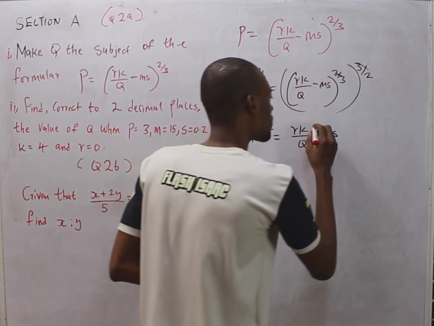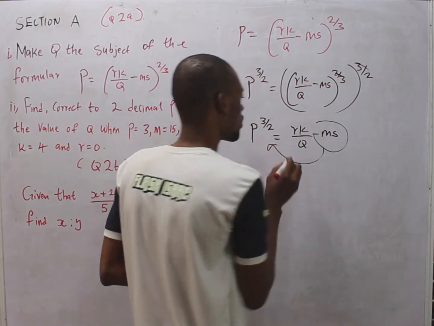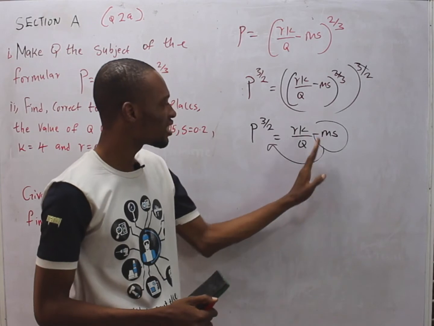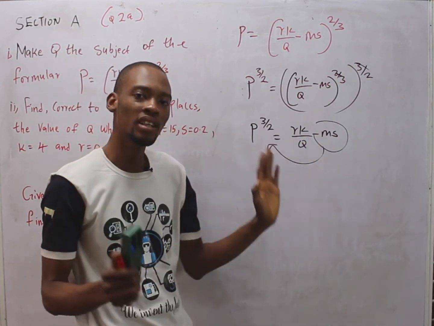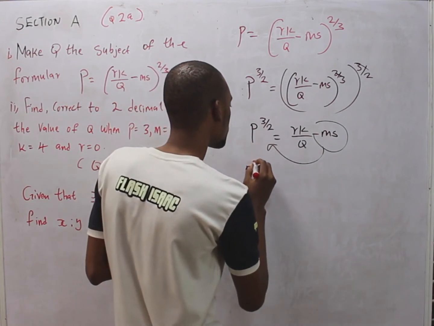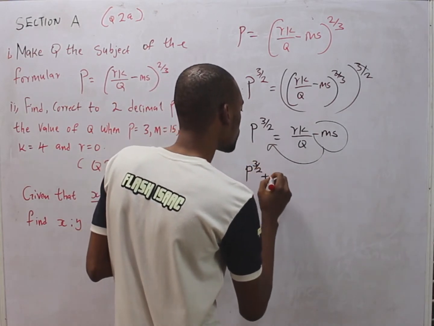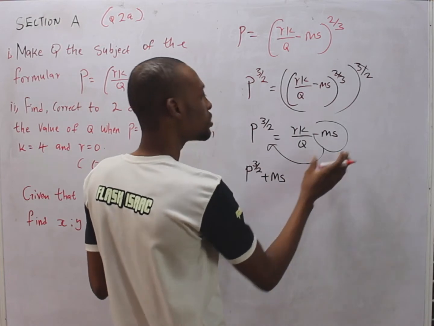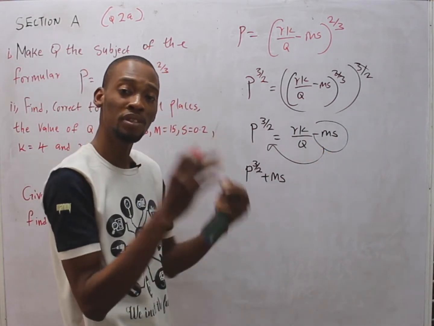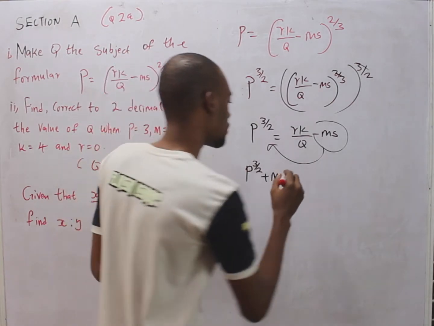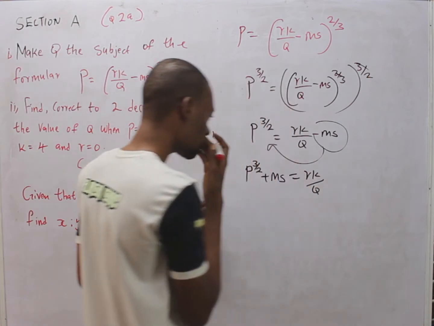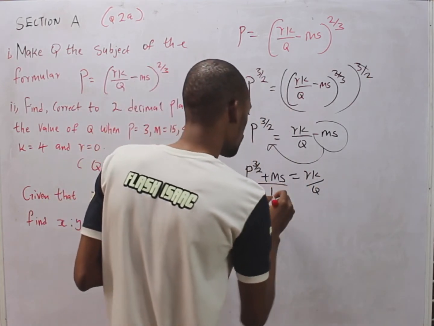Let's bring minus MS this way. The goal is to clear off distractions so that Q can remain alone. Doing that, we simply have P raised to the power of 3 over 2 plus MS, because as minus MS crosses the equality sign, it becomes positive. So this is equal to ROK over Q. This is the same thing as over 1.